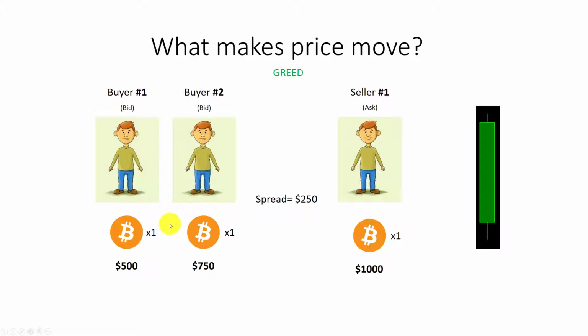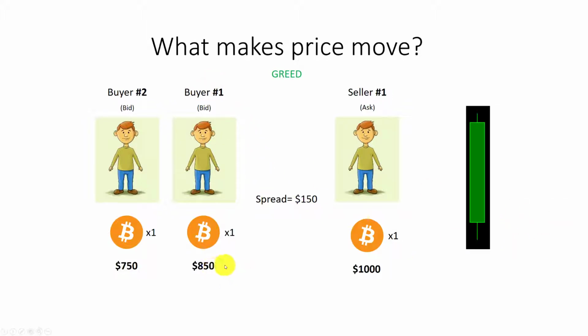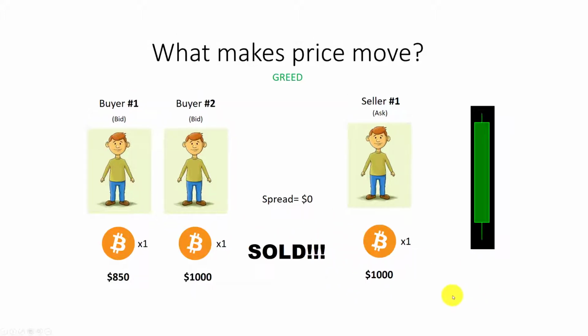So buyer 2 bids 750. Now buyer 1 thinks, I really want that Bitcoin, I was just trying to get a good deal at 500, but I don't want to lose it, so I'm going to bid more than 750. We went from a $500 spread to now $250. So buyer 1 bids 850. He's like, I'm not going to let this guy get it. Buyer 2 thinks, well, I was going to pay 750, it's not that far away. So what does he do? He bids $1,000 and buys that Bitcoin. And that's how the price moves up.